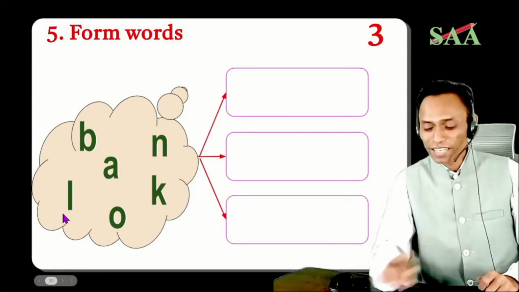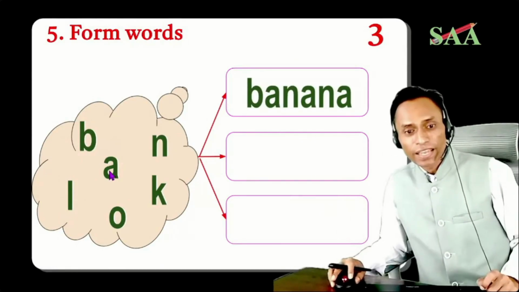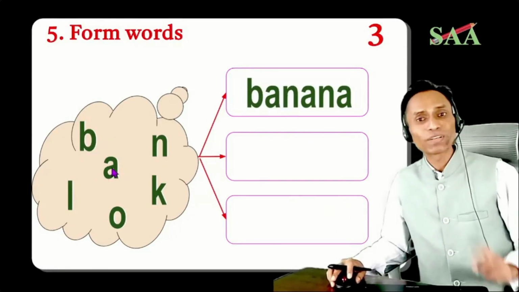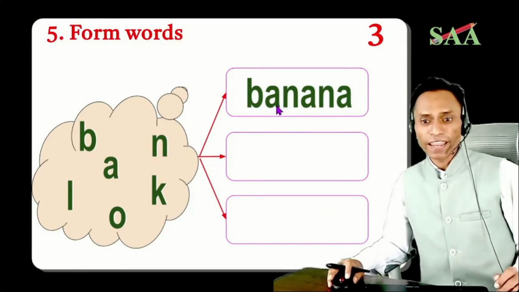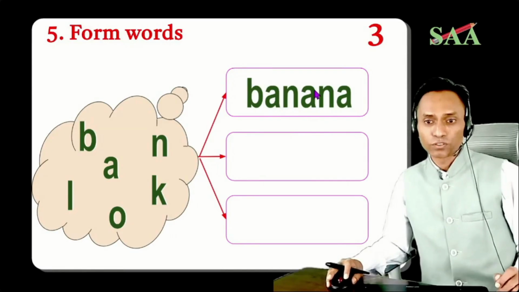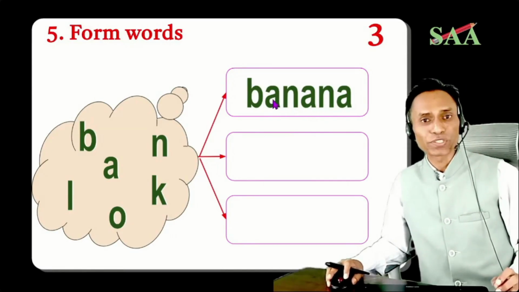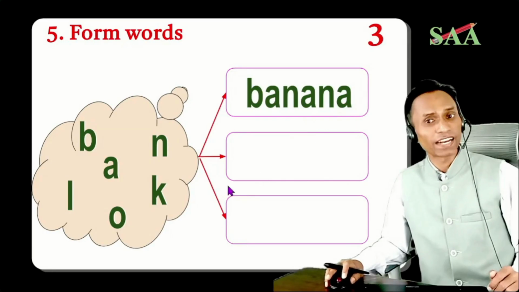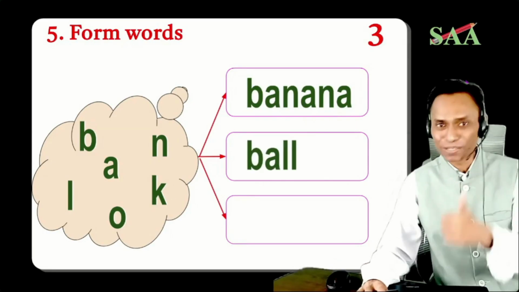I'm helping you, okay? B-A-N-A-N-A. Banana. You can take one letter 2 or 3 times. Here I take A 3 times. 1, 2, 3. 3 times I have taken, right? And N also 2 times, right? B-A-N-A-N-A. Banana. And you told ball. Ball also correct. This is your word. Very good.